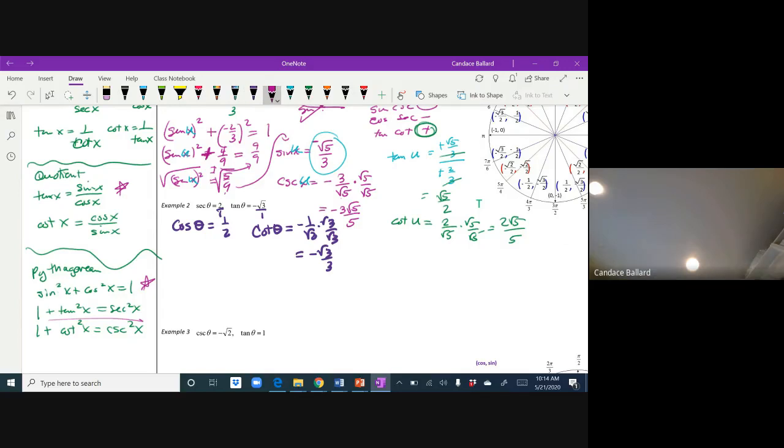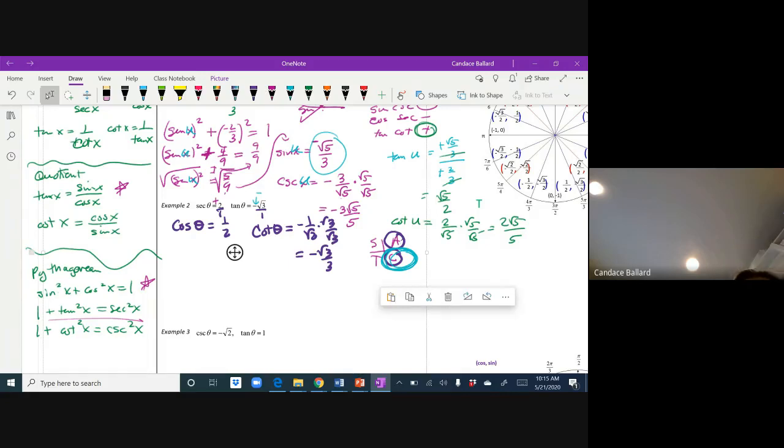We do want to check out what quadrant, though, just to make sure. So I'm going to do my little All Students Take Calculus. Students take calculus. Okay. So I am looking at secant. Secant's positive, and positive secant happens where cosine is positive, and cosine's positive in quadrant 1 and quadrant 4. And then we're looking at tangent, and tangent was negative, and out of quadrant 1 and quadrant 4, tangent is negative in quadrant 4. So we need to have quadrant 4 answers, which we already do. We got our cotangent negative and our cosine is positive, which is what happens in quadrant 4.